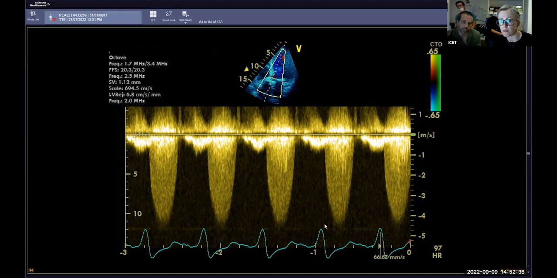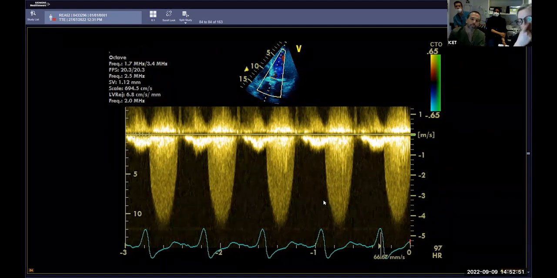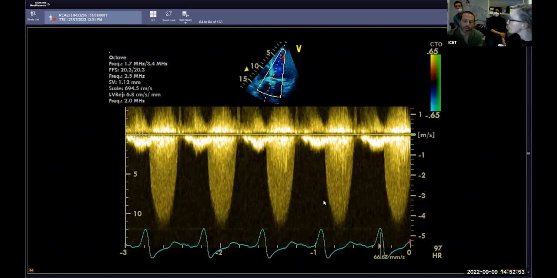The flow profile itself is dense. It's a dense spectral pattern. It's probably quite concave. What do you think about the shape of it? And is that in keeping with what you're saying about severe aortic stenosis? In severe aortic stenosis, the more severe it gets, the more triangular it will get. I guess more curved. Yeah, more parabolic. More parabolic, which is what that is.